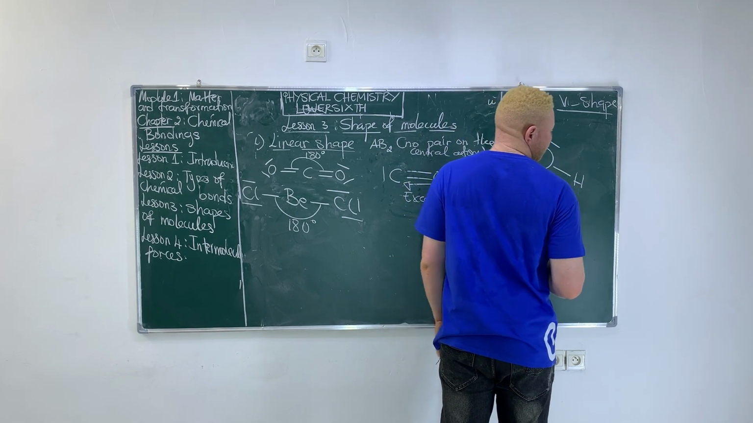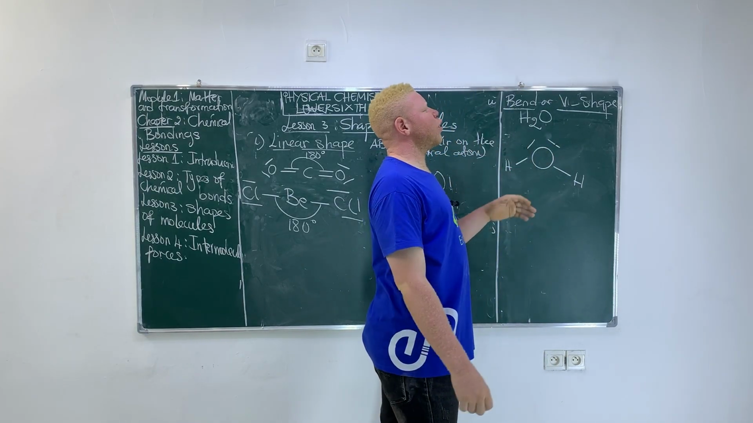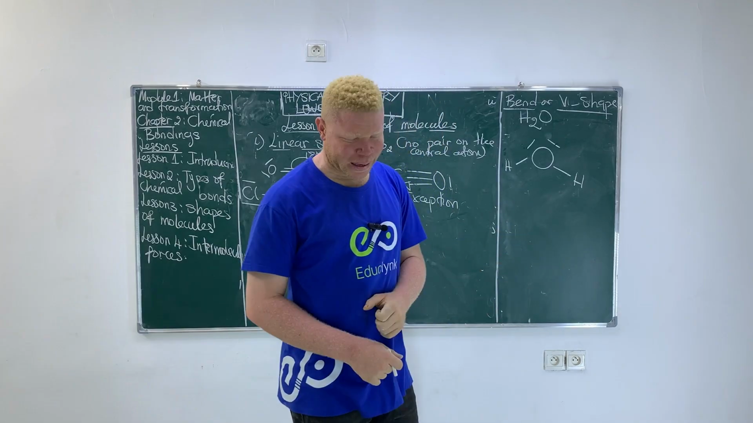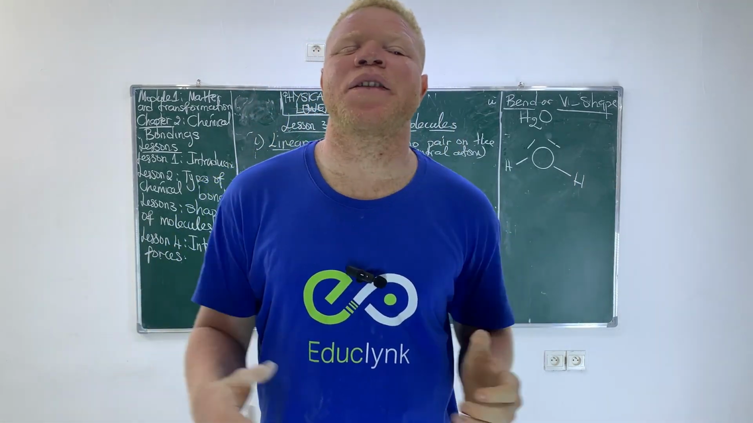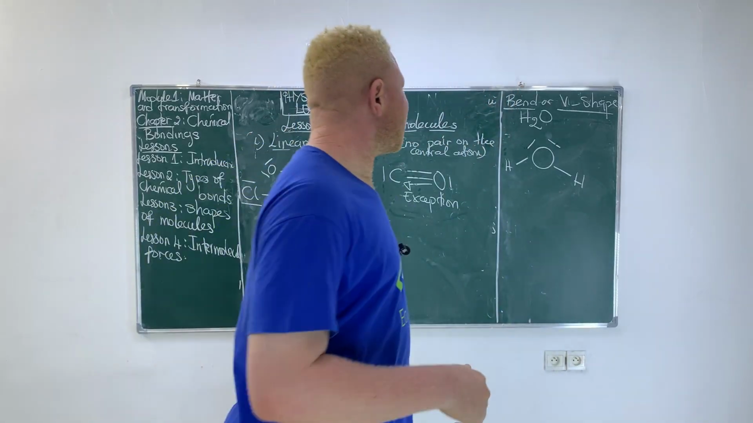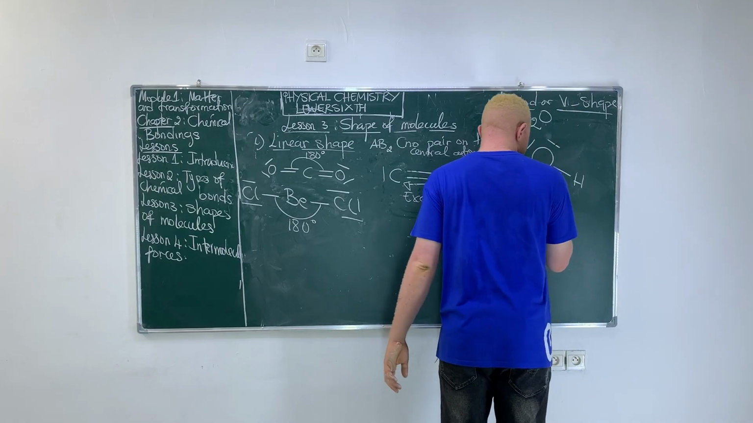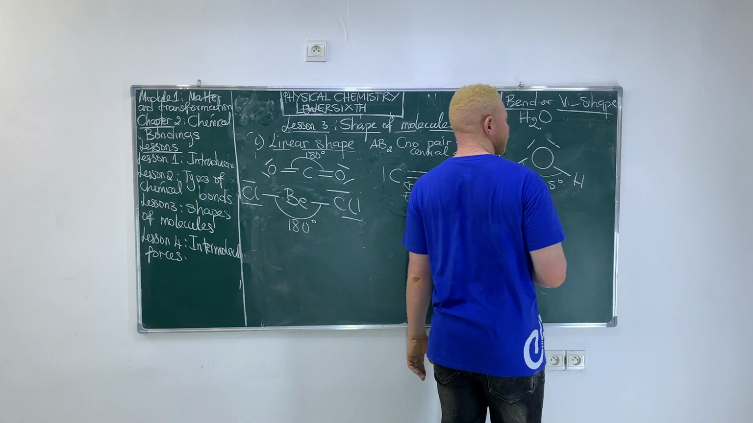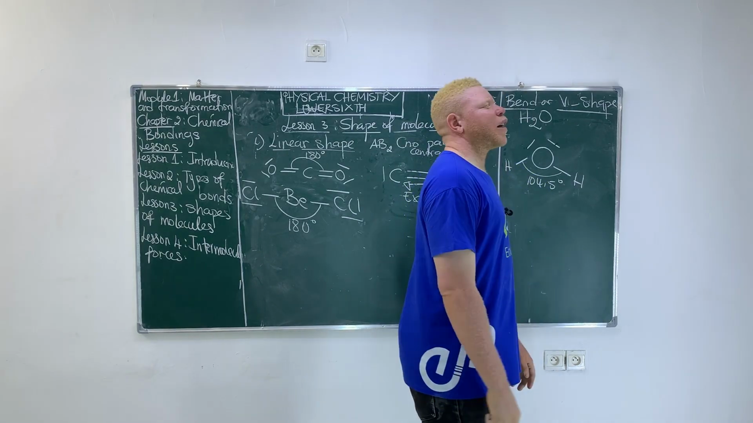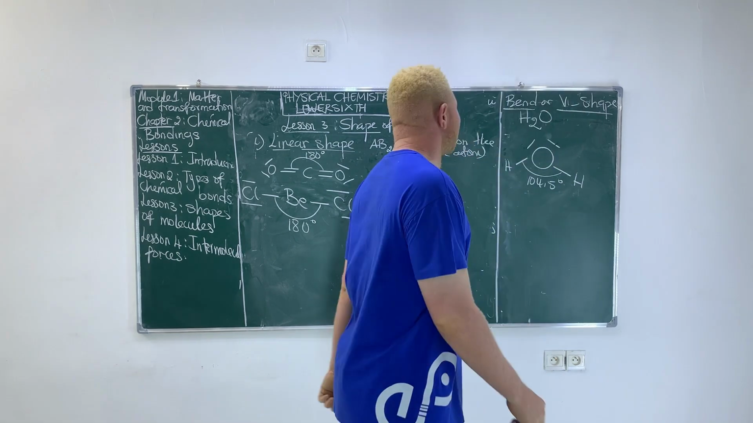You have two lone pairs of electrons on water. The two lone pairs of electrons will repel the bonded pair of electrons. They will repel it on one side of the plane, thereby giving water a V shape with a bond angle of 104.5 degrees. It's not just water that has a V shape. We can have hydrogen sulfide also.